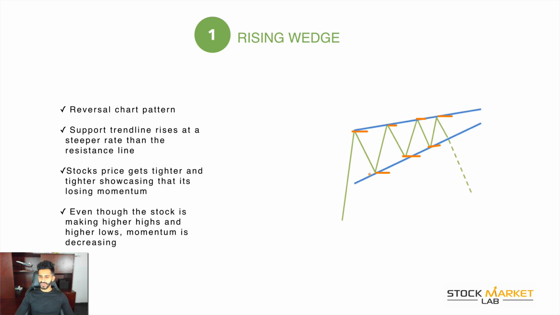Momentum is still decreasing. So let's say this move right here was $1. This move right here goes to, let's say, 80 cents. This move goes to, let's say, 40 cents. This move goes to 20 cents, right? Or in other terms, let's say this is $10, this is 5, this is 3, and this is 2. The move starts getting smaller and smaller. Momentum starts going down, and as soon as there's a big move, there's a high probability for this rising wedge to showcase that sellers are in control and the stock starts to move down.